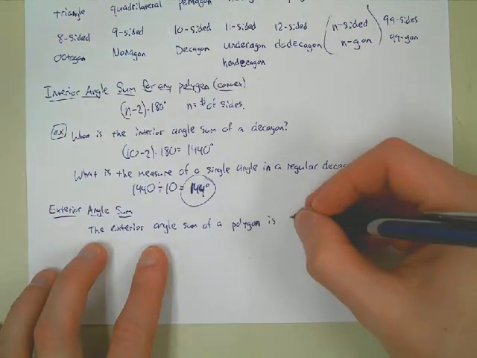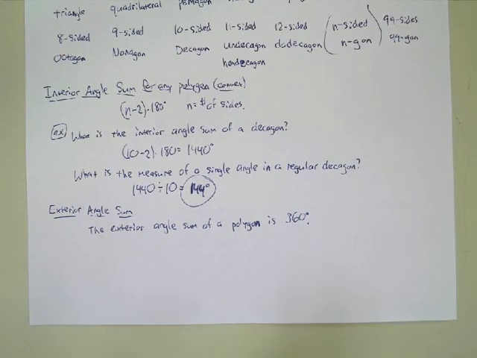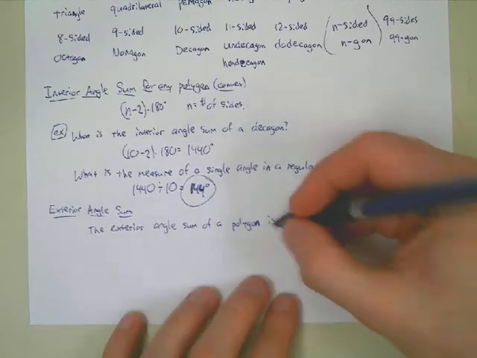Notice I did not specify what kind of polygon we're dealing with here. It could be a triangle, a quadrilateral, a square, a pentagon, a decagon, a 100-gon, any polygon. If you add up all of its exterior angles, they will always add to 360. It's got to be a convex polygon, but no matter the polygon, it's always going to add to 360.